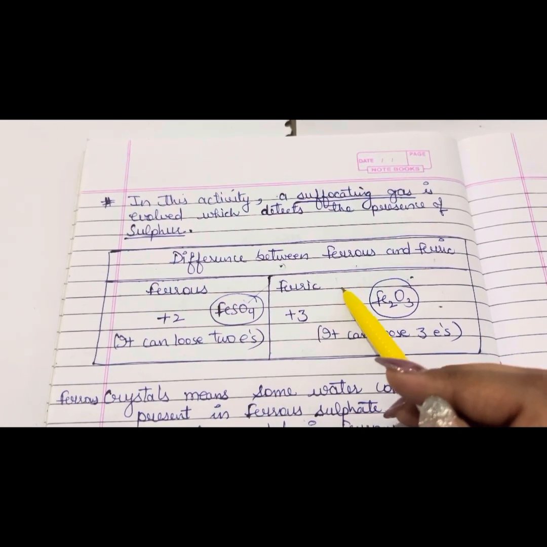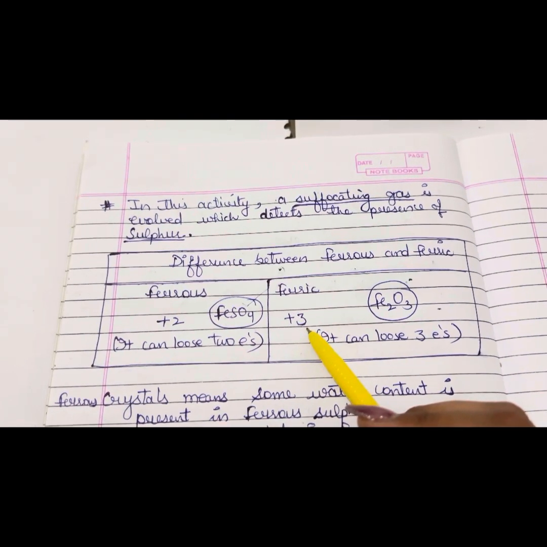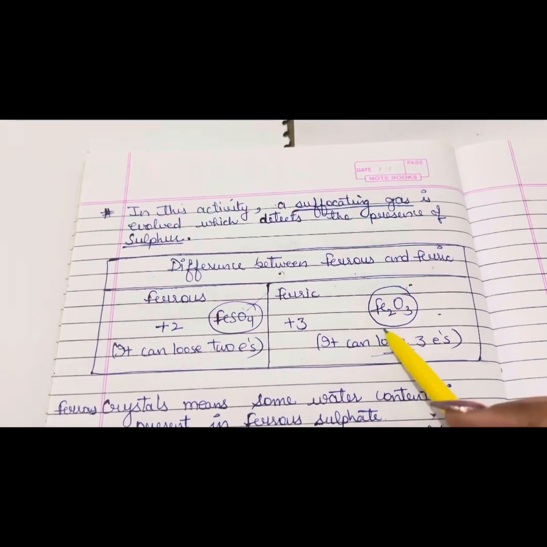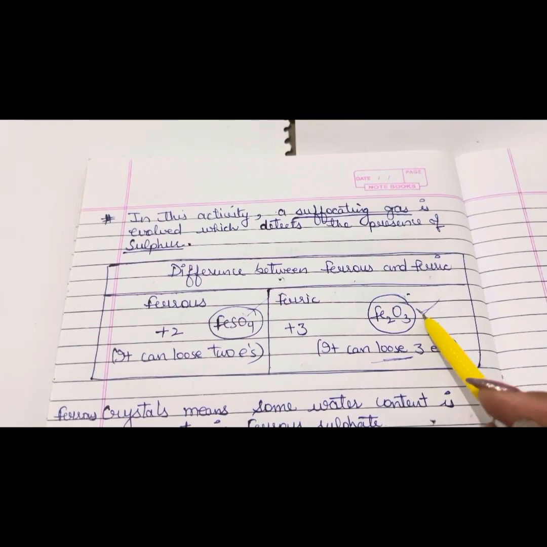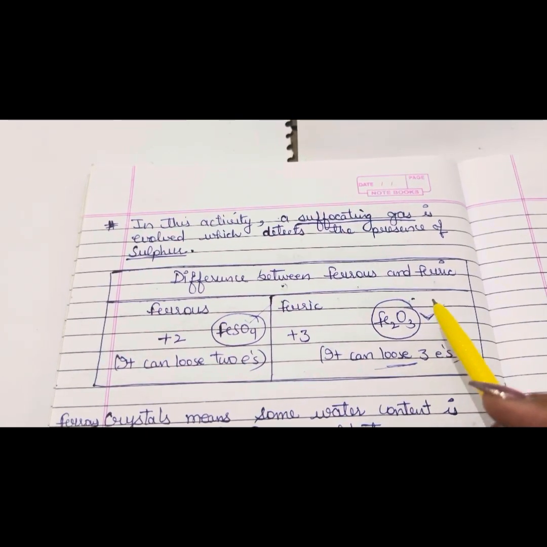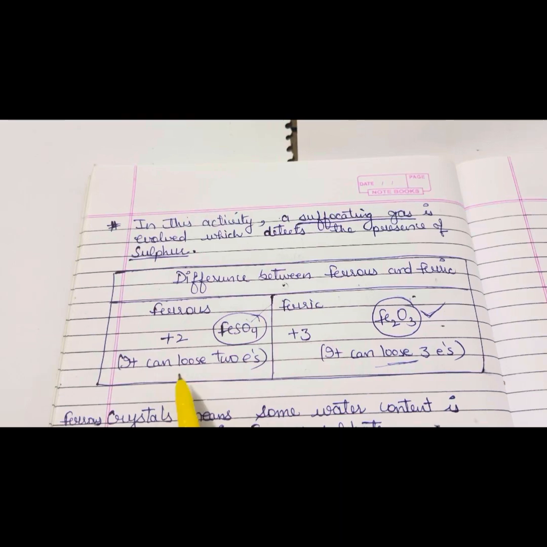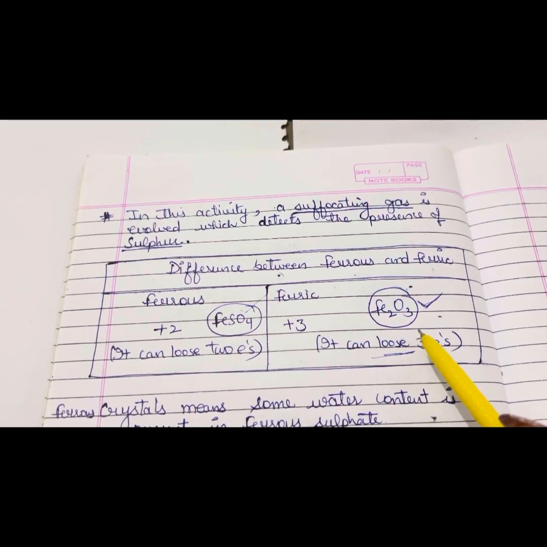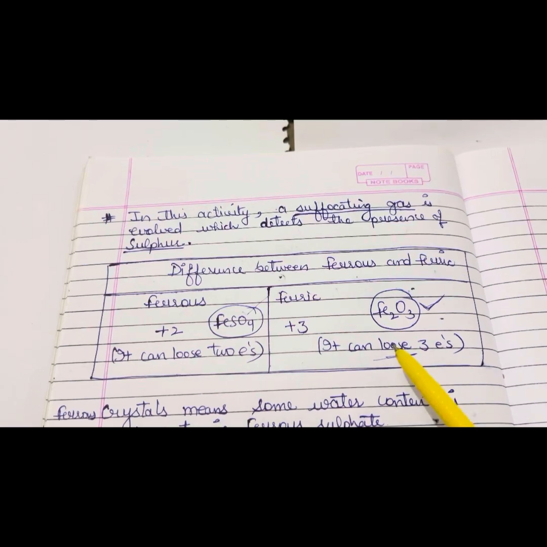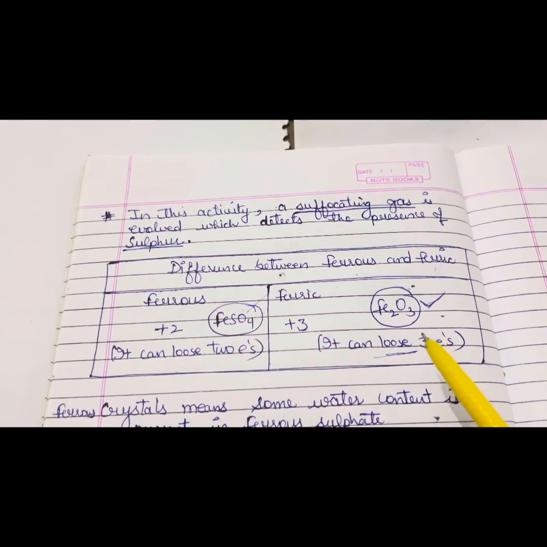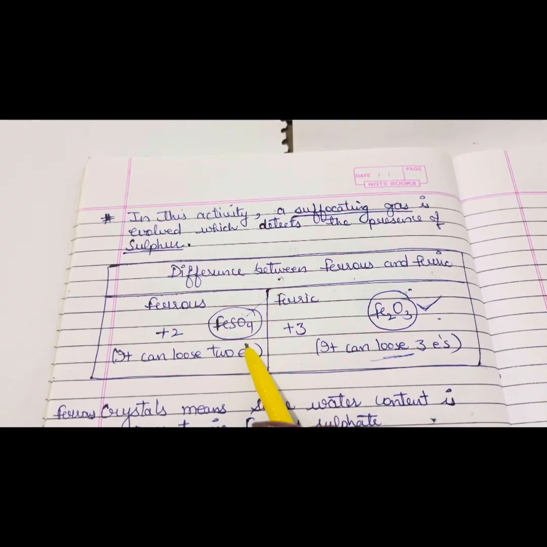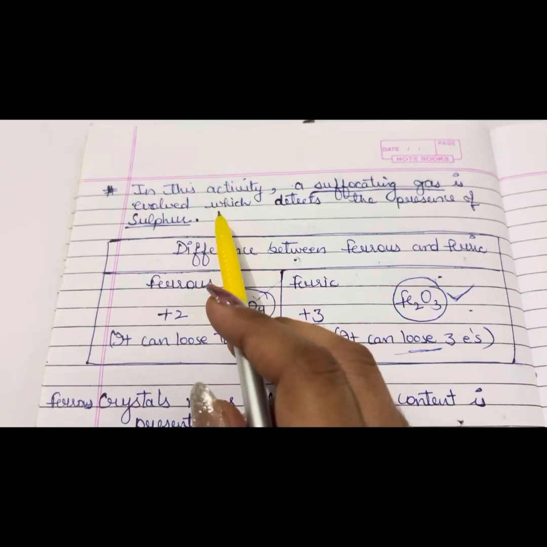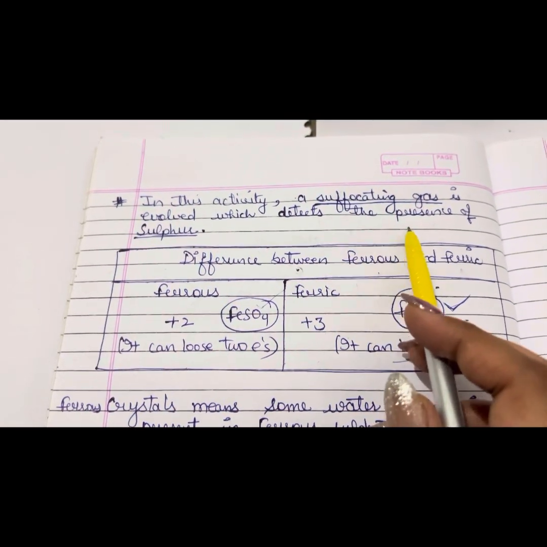The second is ferric. Ferric has valency plus 3. That means it can lose at max 3 electrons. So you can take the example of ferric oxide, that is Fe2O3. In some cases you have to use ferrous. In some cases you have to use ferric. If you don't remember which one you have to write, ferrous or ferric, then you can write simply iron. That means iron sulfate, iron oxide. Both are the same. So in this activity, we have seen that a sulfur compound is formed.